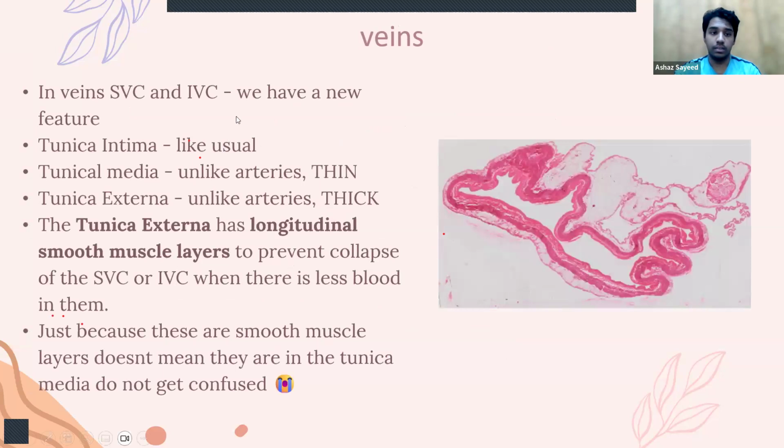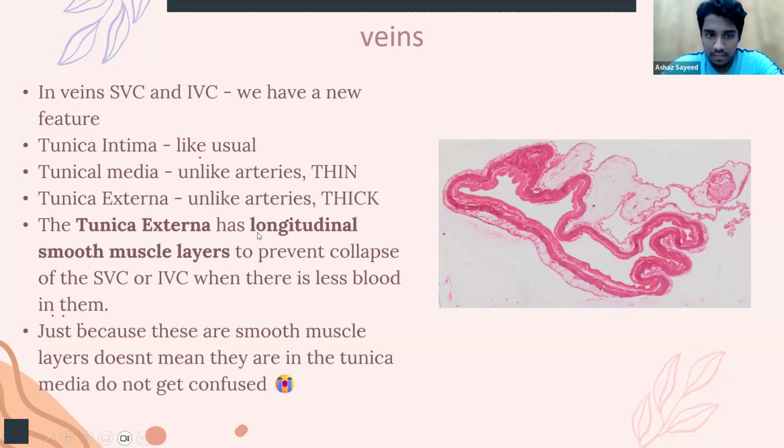Veins. The thing you have to remember about veins is that structurally they're pretty similar to arteries. It's just that when you reach the bigger veins, such as the superior vena cava and the inferior vena cava, here we have a new feature. The tunica intima is just like the arteries. The tunica media, composition wise, is like the arteries, okay, but it's thinner on average. Tunica externa, it's thicker, okay.